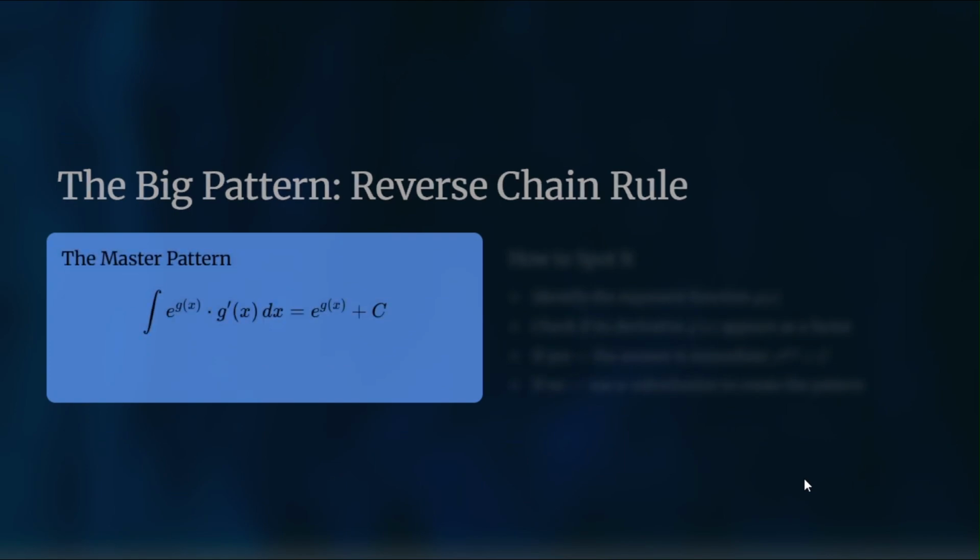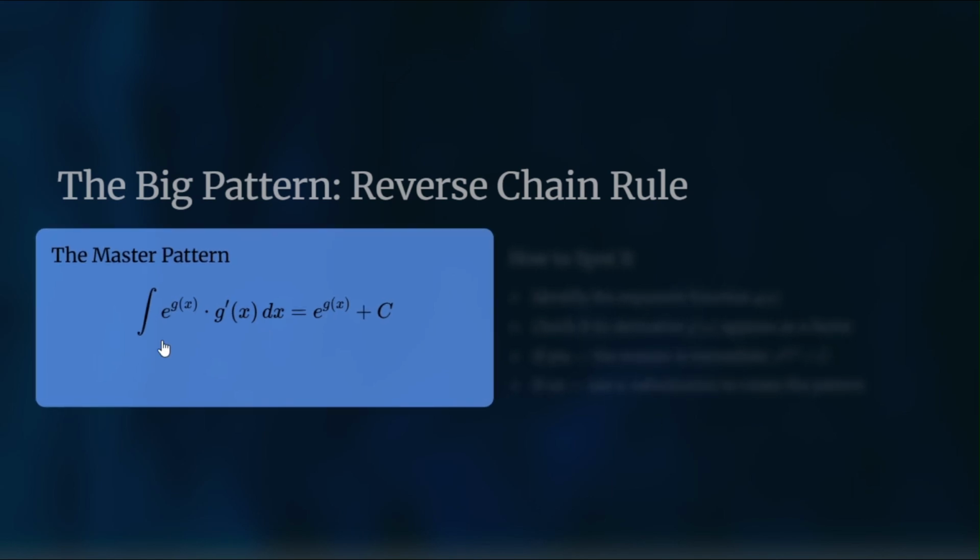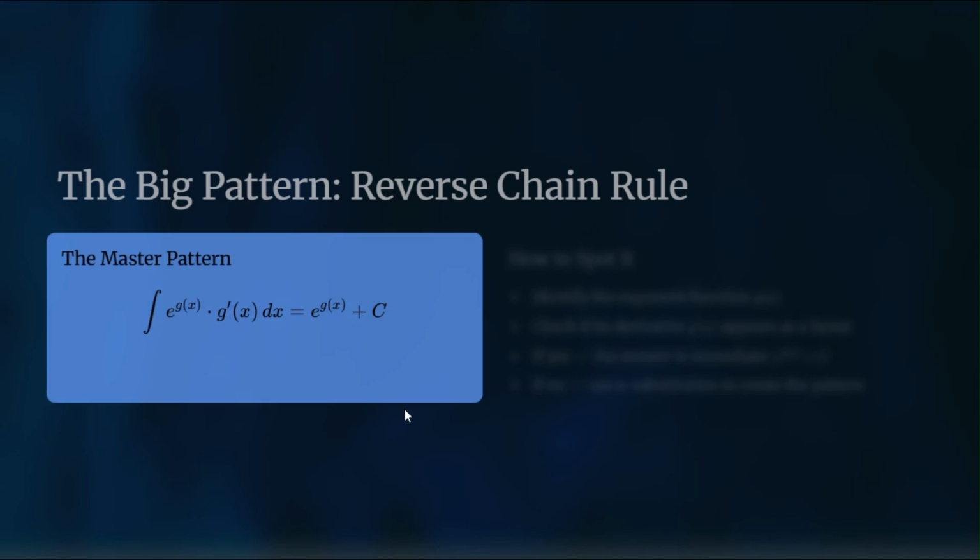Here's the big pattern. Whenever you see an exponential multiplied by the derivative of its exponent, for instance, if you have the integral of e to the power g(x) times g prime of x, that's the derivative of the exponent, the integral is simply e to the power g(x) plus c. No division needed because g prime of x is already present.